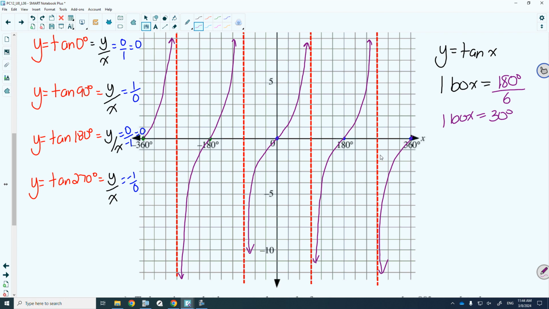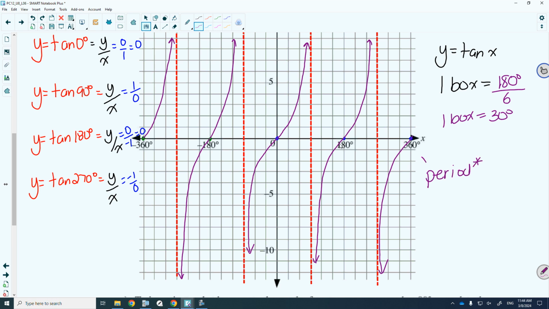Okay. Now, one of the questions it's going to ask right away is, is this graph periodic? Does the picture repeat itself over a given interval? And it does. This is a periodic function. So this piece of the graph repeats itself over here, and this piece repeats itself over here. So what is the period of a tan graph?